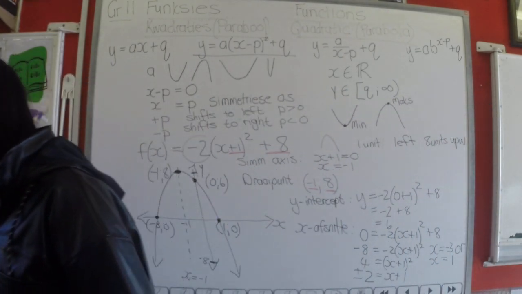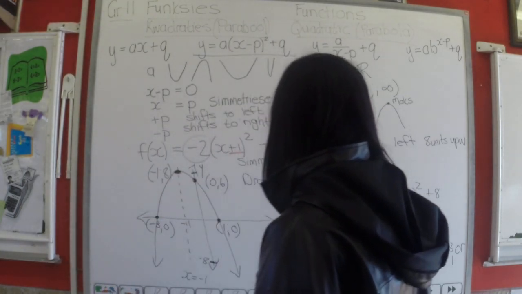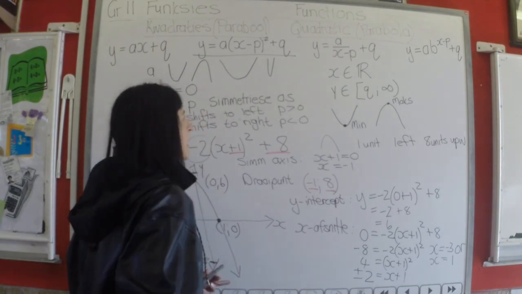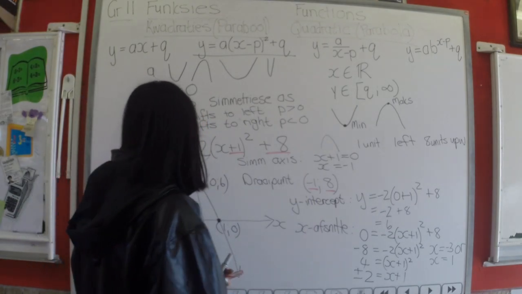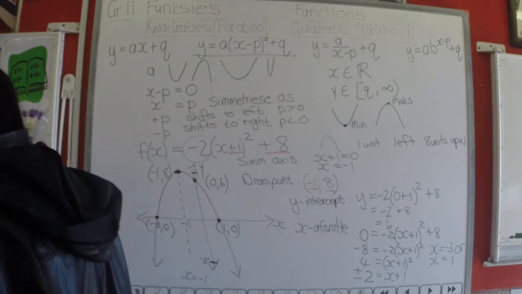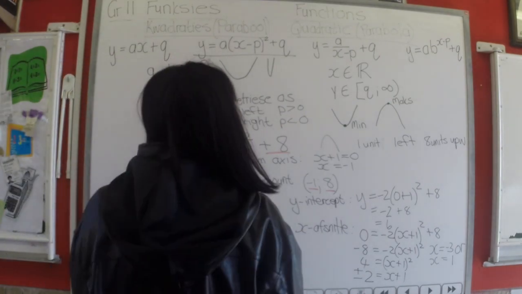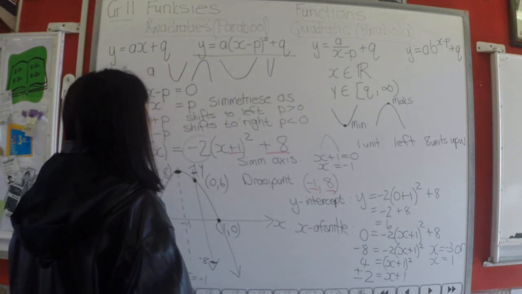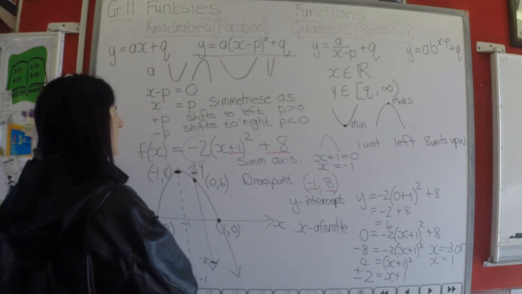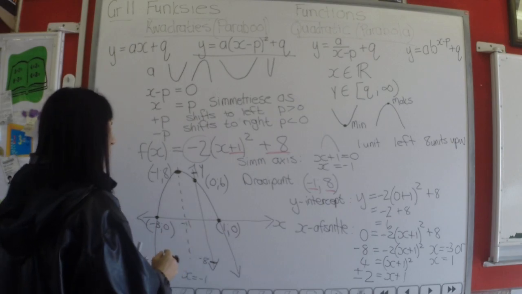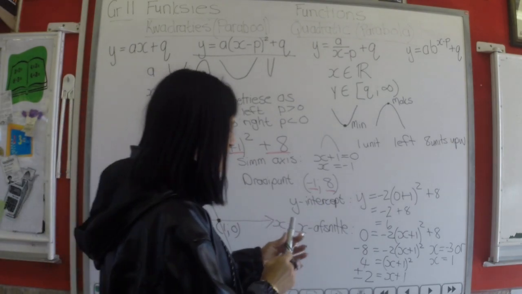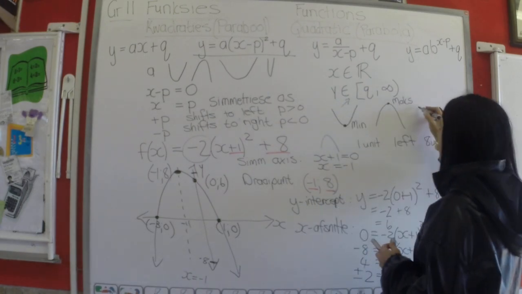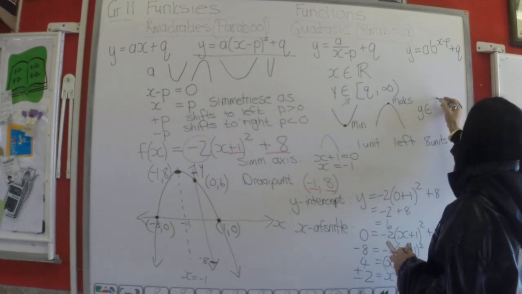Volgende vraag. Write down the domain. The domain, we said, for a parabola is always x element of R. And the last question, write down the range. My waardeversameling is altyd y, kie tot oneindig. That is now if it's a smiley face. If it's a sad face, this is for a smiley face. If it's a sad face, it's going to be the other way around.